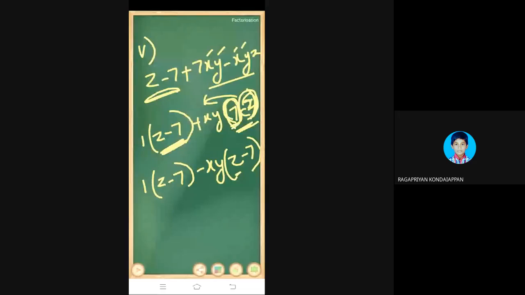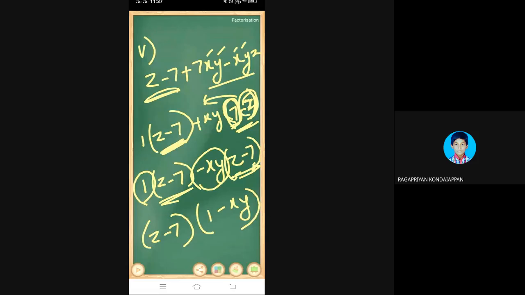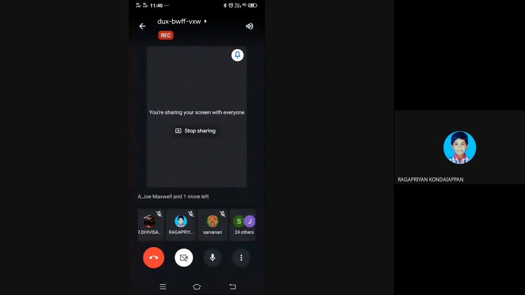Now you check here also z minus 7, here also z minus 7. So z minus 7, here you have 1, here you have minus xy. So z minus 7 into 1 minus xy will be the answer. So here it is somewhat twisted, so you have to practice more number of times. You have to think, when we take the terms commonly out, we will get the two terms as equal. That you have to think and do.